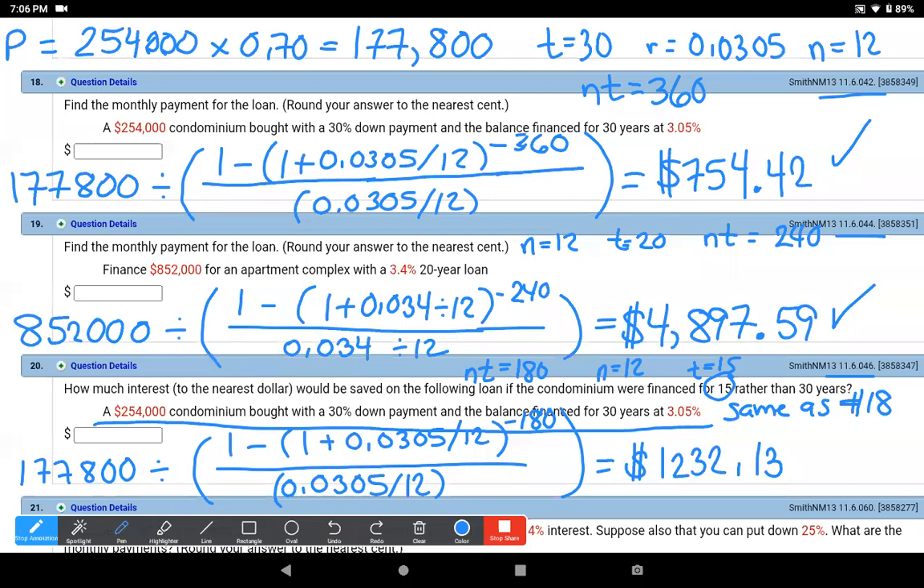So if I take the difference of the payments, and then multiply that times 12, and then times 15. Okay, let's see.